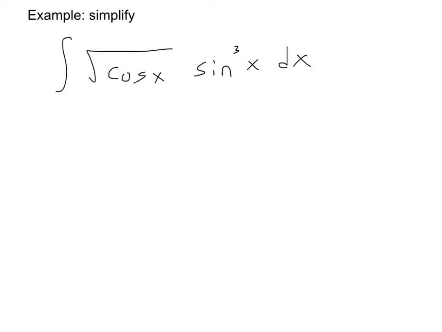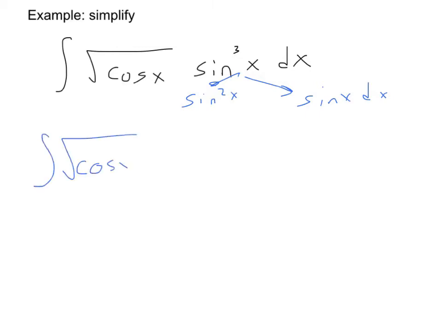The idea here is that only one of them is raised to an odd power. Sine cubed x is raised to an odd power. So the strategy says that we reserve one of those, and with the rest of them, sine squared x, we convert them into cosine. So I'll get the integral of the square root of cosine x times 1 minus cosine squared x times sine x dx. And again, right here, we have a great setup.